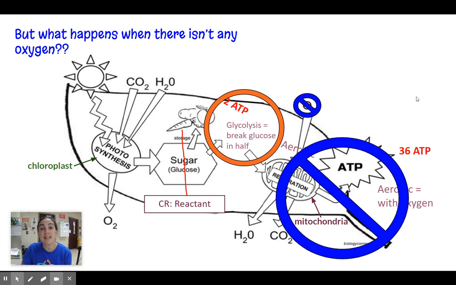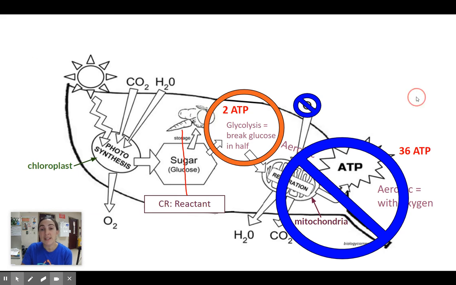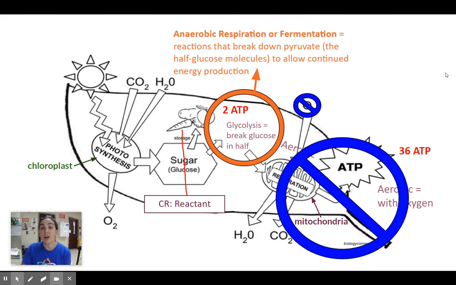So these processes that kind of take over when there's not oxygen available are called anaerobic respiration or fermentation. Those are two terms that mean basically the same thing. They're reactions that break down the pyruvate, those half glucose molecules, that allow energy production to continue. There are a couple of different ways that this can happen, and we're actually going to look at some demonstrations that show you how different types of fermentation work, and talk a little bit about some of the byproducts, some of the waste products that are made as a result of this.